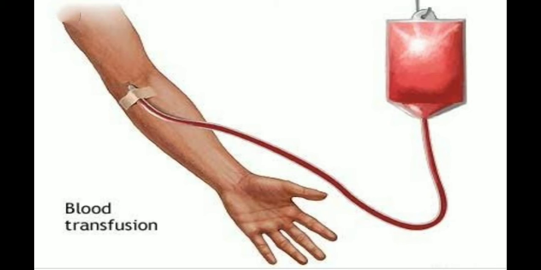The blood bank tries to select a donor's blood that will be compatible with the recipient's blood. The recipient's plasma should not have any reactive antibody towards the red cells of the donor, which may lead to agglutination or hemolysis of the donor's RBC.